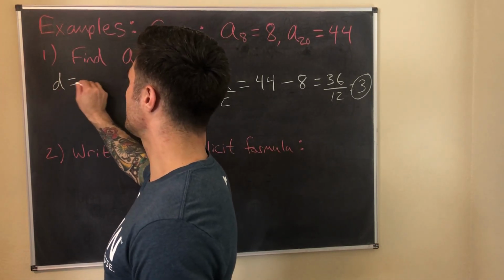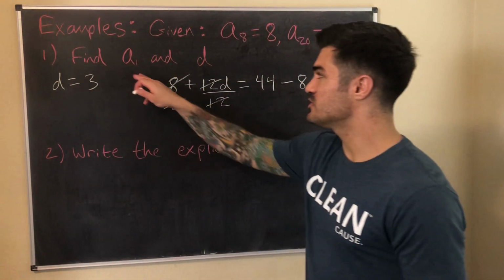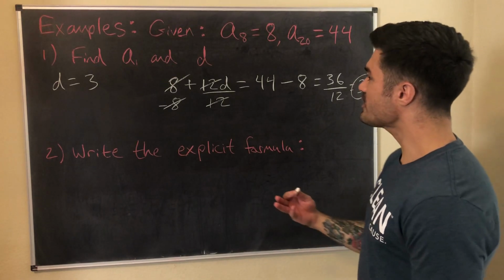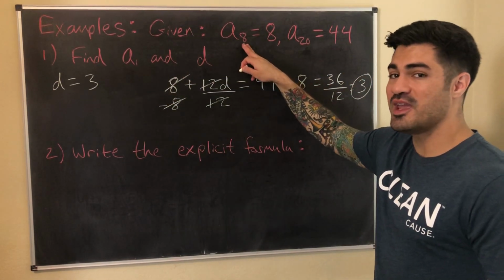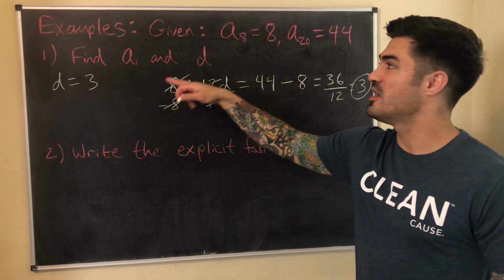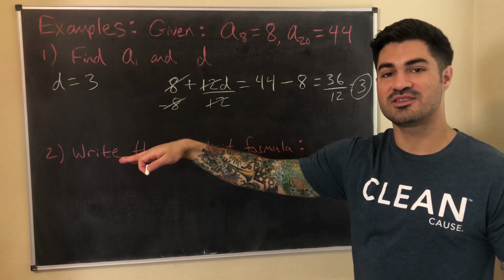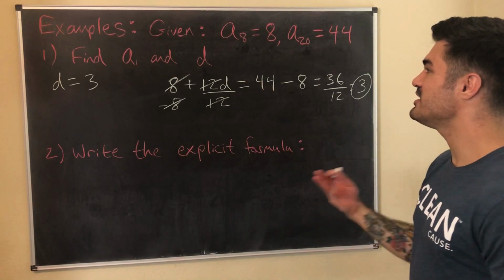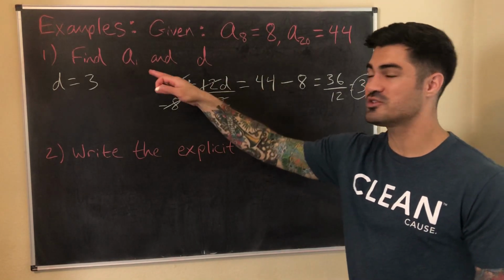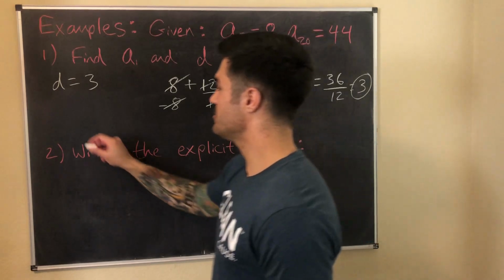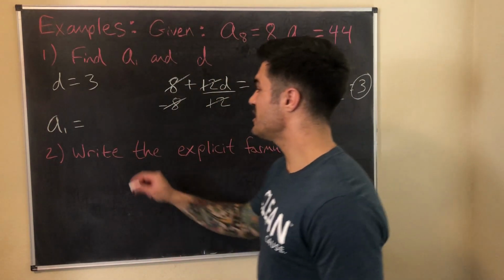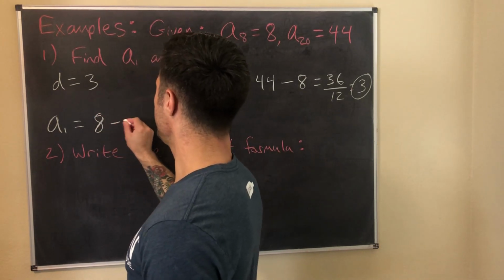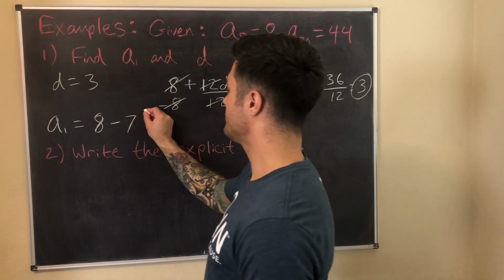So D equals 3. And now how can we use that to find our first term? Well, that means we can subtract 3 to get from the 8th term to the 7th term. And we can subtract 3 again to get to the 6th term. So how many times do we need to subtract 3 to get to the first term? 7 times. So the first term equals this 8th term minus 7 of these 3's.